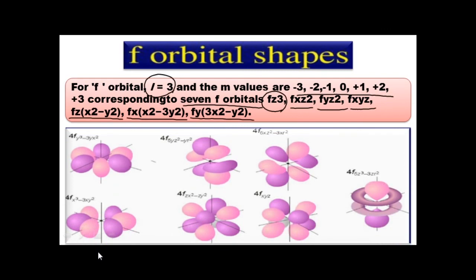This is a completely complicated shape. There is no specific name for this shape. So that is a complicated shape. This is the 2 mark question. There is a one mark question and also a 2 mark question. What are the 7 f orbitals is the 2 mark question, and how many orbitals are in the f subshell? How many orbitals? That is 7 orbitals.